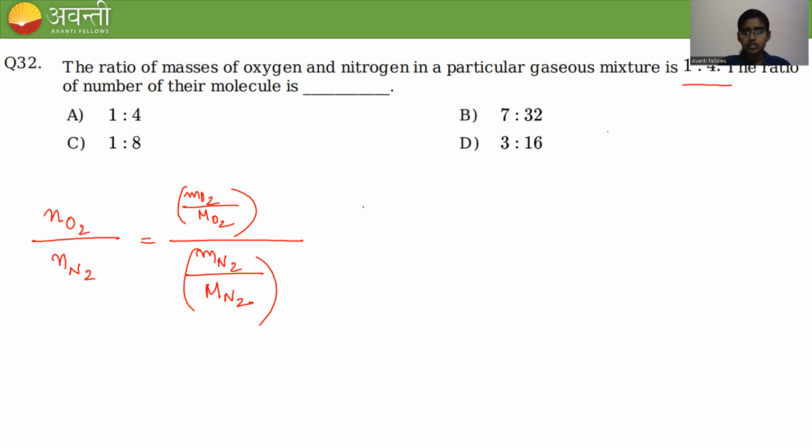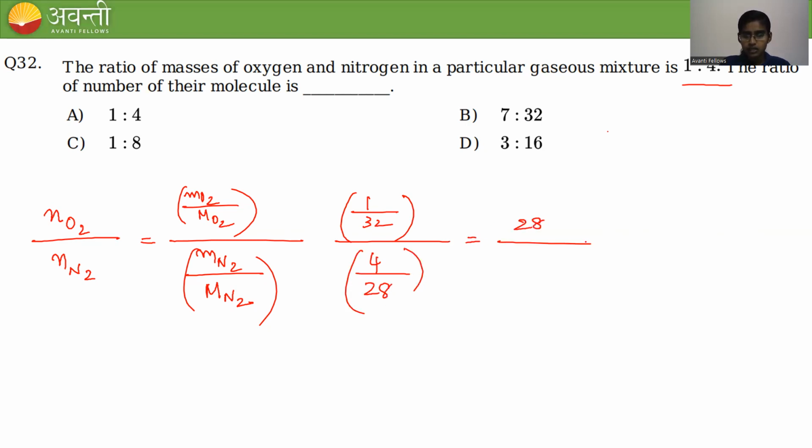So the mass of oxygen is 1 and the molar mass of oxygen is 32. Mass of nitrogen is 4 and the molar mass of nitrogen is 28. Right? So on solving, what do we get? We get 28 divided by 32 into 4. So the denominator of the denominator goes to the numerator. And on solving this, we'll get 7 by 32.